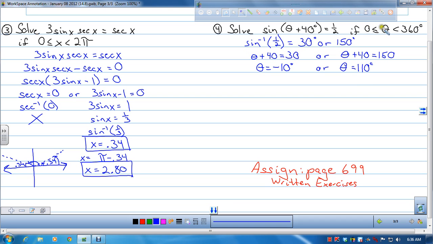Now, one problem. It asks for my answer between 0 and 360. This one's okay. This one, however, is not. I need to think, where is negative 10? Negative 10 is right there, right? So I need to figure out what is it to there. Well, that's a simple calculation of 360 minus that reference angle of 10 degrees, so theta would actually equal 350 degrees if I'm thinking about my primary solutions as being between 0 and 360.